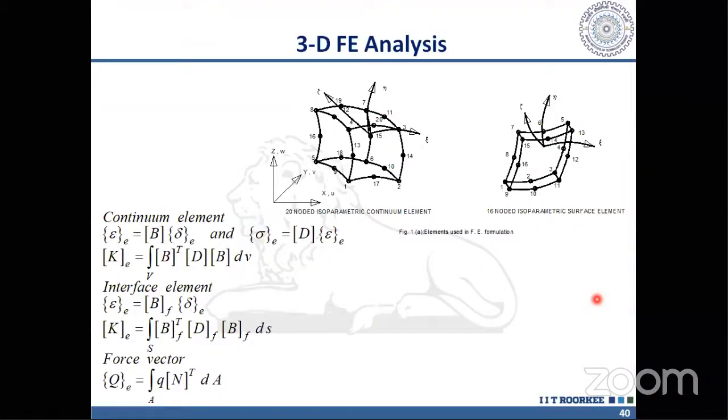Now we'll go with the actual 3D analysis. Now in this case, because in the first approach, the advantage was we have done it with a very small number of degrees of freedom, almost memory requirement was 110. But in this case, we have to use different elements, beam elements for beam and column.